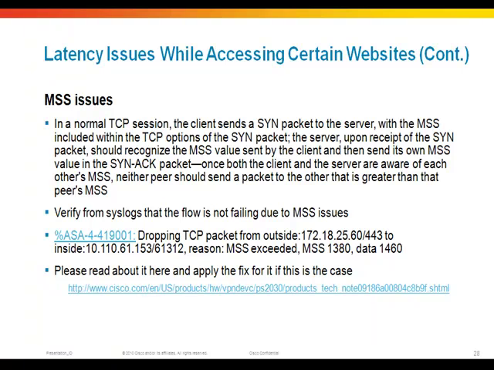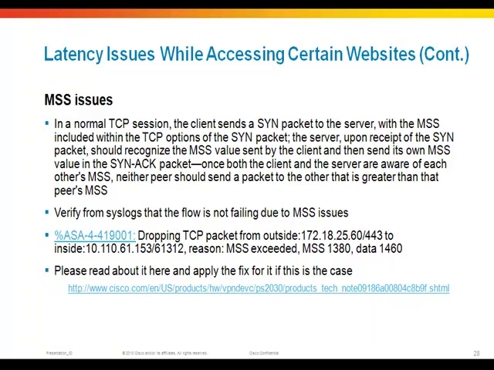The MSS issue. In the normal TCP session, whoever sends this in to the server, the MSS is included in the TCP option of the SYN packet. And the server, upon receipt of the SYN packet, should recognize what MSS the client is going to support, and it will also send its own MSS. So they both can agree on what they can receive. Now, with this MSS being a problem, the server does not agree to what the client sends to it and decides to send a larger MSS value or larger packet that the ASA may drop.